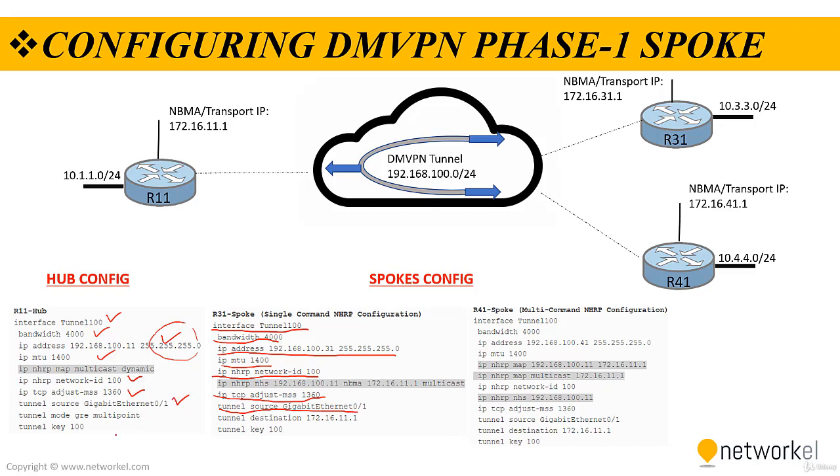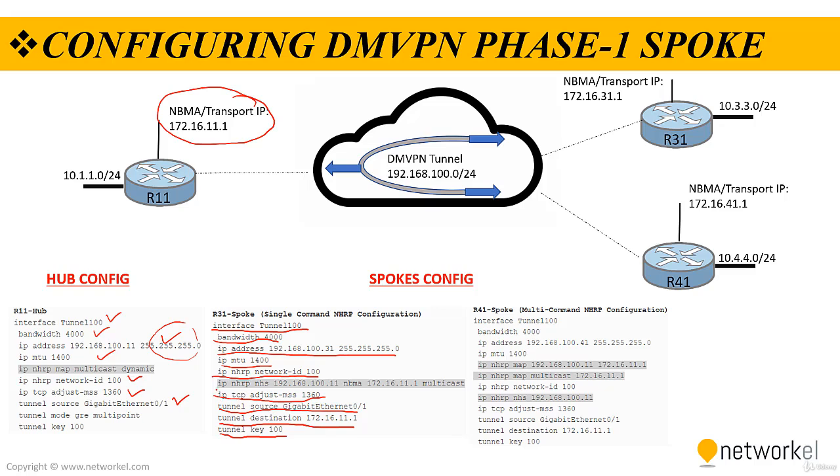Tunnel destination, we don't have this one on the hub, right? And the tunnel key is also the same. So the only difference that we can see between hub and spoke is that we are defining a tunnel destination for the DMVPN spoke. This is the IP address of the MBMA, I mean the transport IP of the hub, which is 11.1, you can see in here.